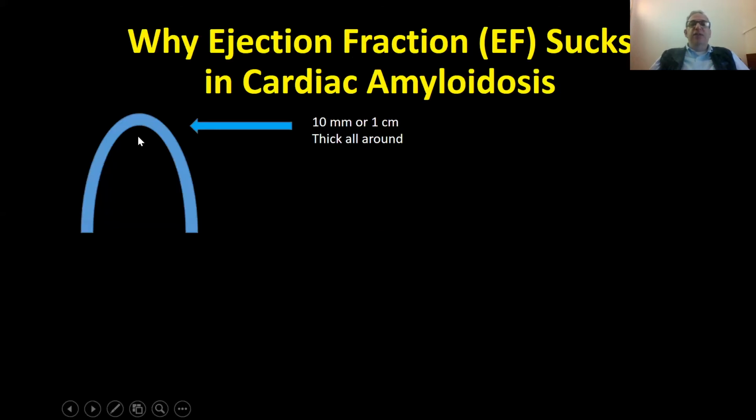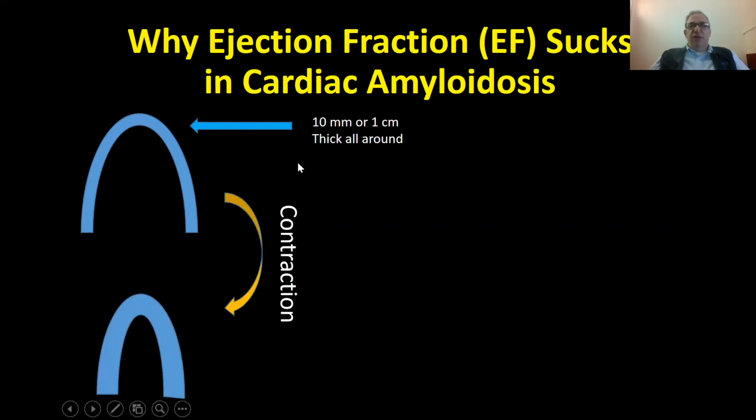As I said, this is a normal heart, just to teach you a little bit about this measurement that every cardiologist is in love with. It's called the ejection fraction. And I note here why the EF, or ejection fraction, literally sucks for making this diagnosis. So every patient with amyloid could have a normal EF. They could feel really terrible, and the doctor's like, oh, you don't have a heart problem. So it's important for you to understand this is the normal heart muscle. As I said, it's about 10 millimeters or 1 centimeter thick all around.